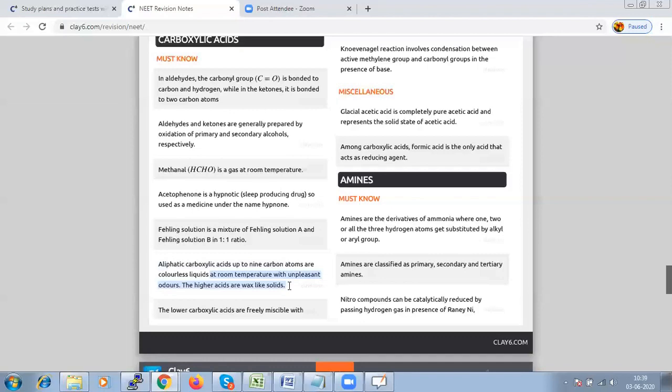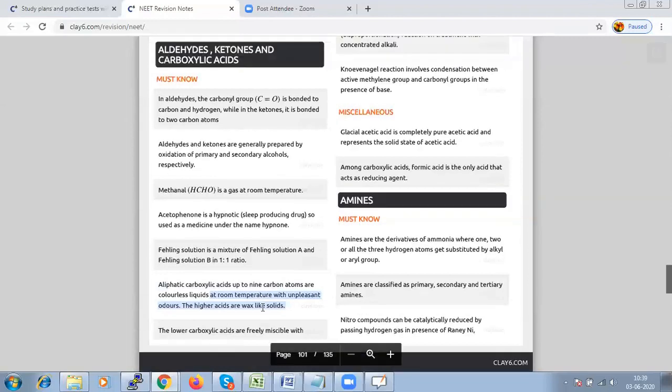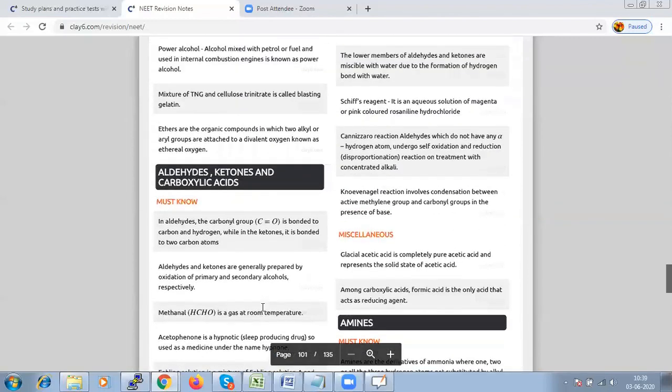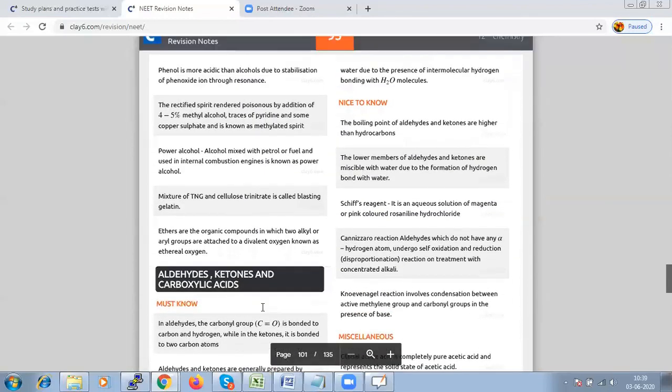And when we talk about boiling point, it is considered to be higher because of the presence of hydrogen bond. That is why we say the lower carboxylic acids are freely miscible with water, due to the presence of intermolecular hydrogen bonding with H2O.